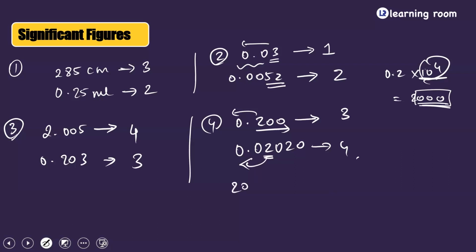Suppose if I write this as such, all the numbers are significant. Clear? Understood? Please note it down.